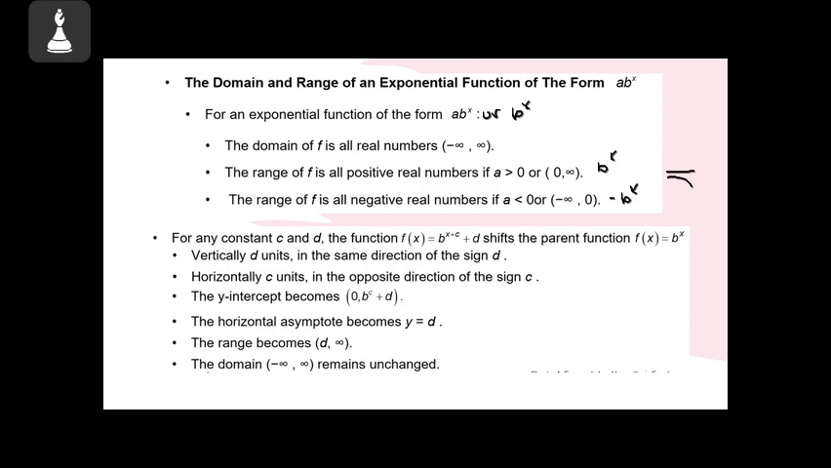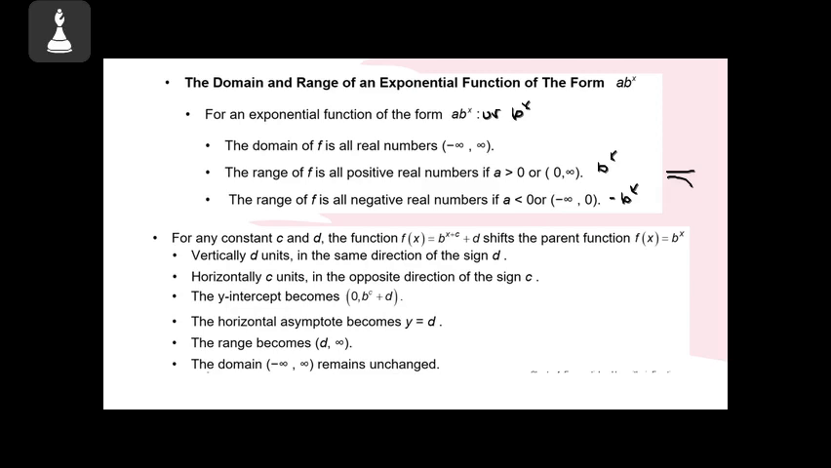If we throw in some constants here, we shift the function, just like we talked about transformations back in module 3. So we can have b to the x plus c and then plus d. So what does it do? Well, it shifts vertically d units. So this outside here is the vertical shift. And then c is the horizontal shift in the opposite direction of the sign. So if it's plus c, we're moving left that amount. If it's minus c, we're moving right that amount.